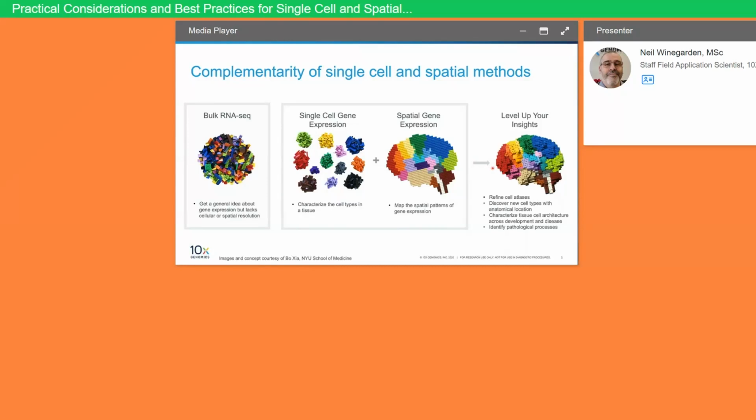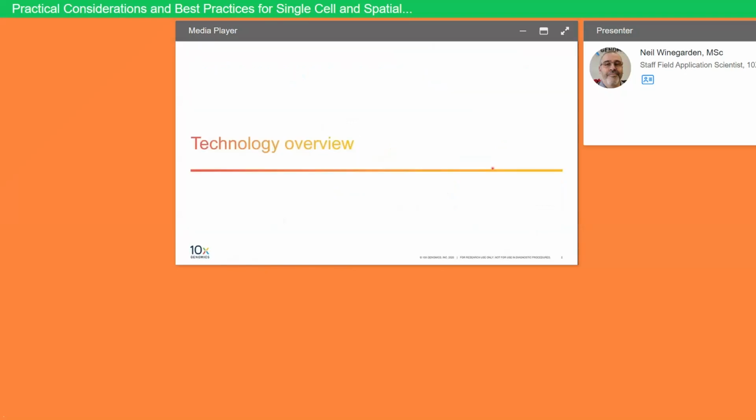By combining single-cell data with spatial data, researchers can now address a wide range of biological questions, including refining cell atlases, discovering new cell types with anatomical location, characterizing tissue and cell architecture across development and disease, and identifying pathological processes. I'd like to start with a very brief introduction to both single-cell and spatial transcriptomics approaches.